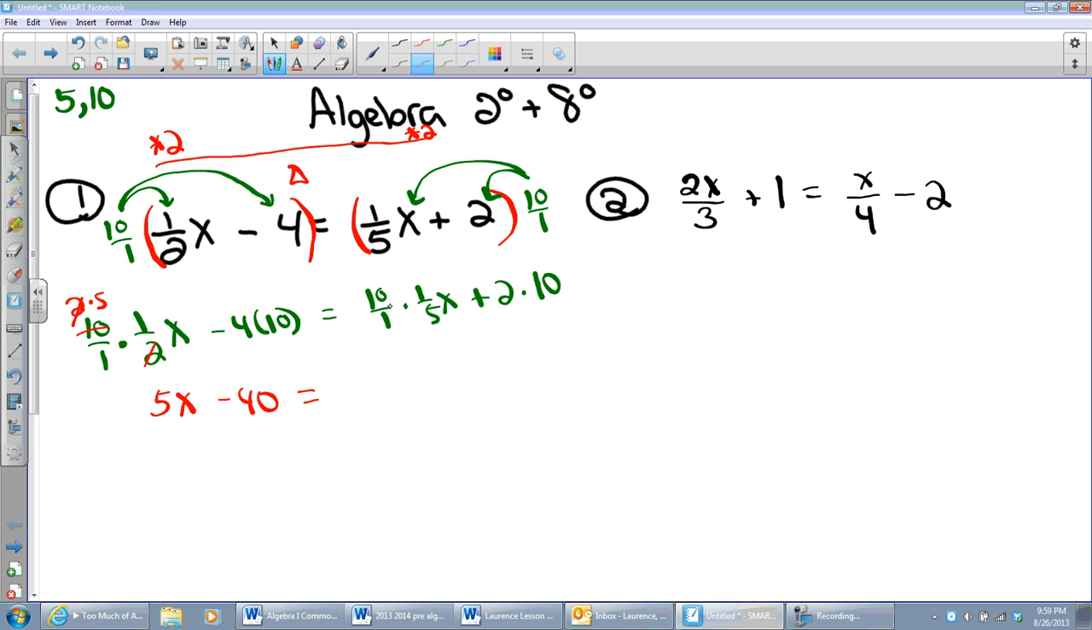Okay, and this part, remember 10 can be written as 2 times 5. 5 divided by 5 is 1. 2 times 1 times x is 2x. 2 times 10 is 20.